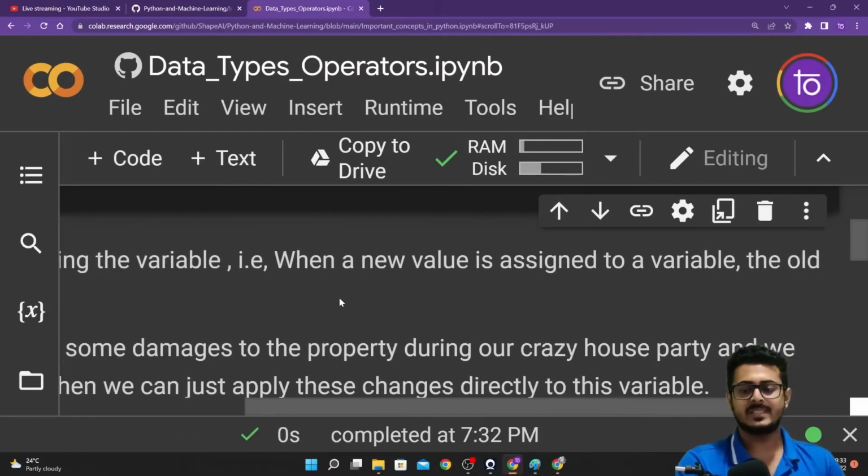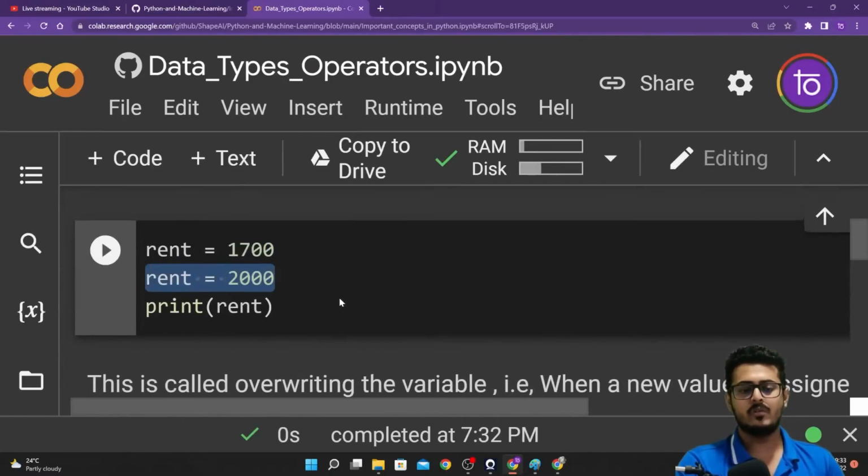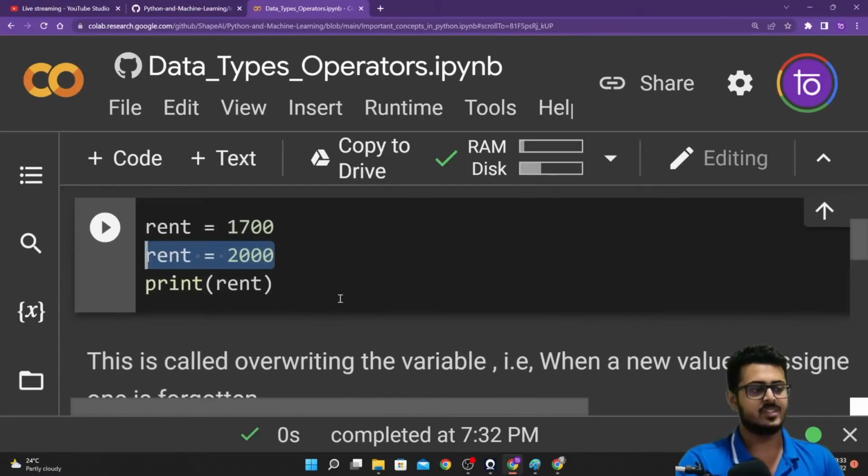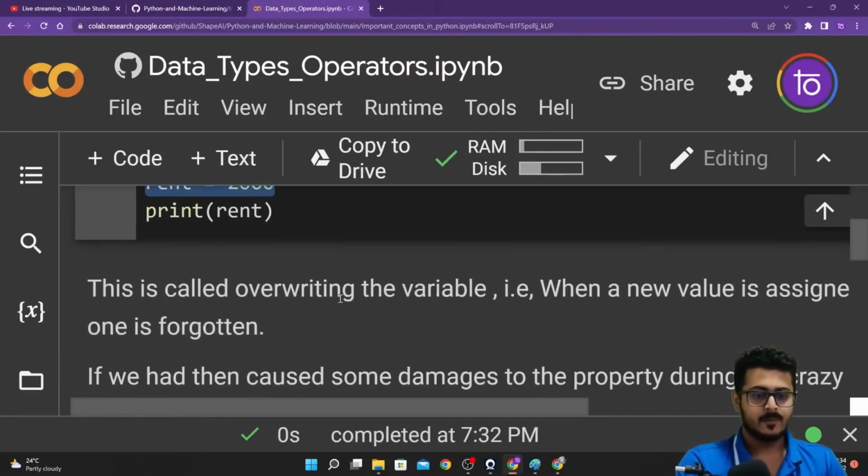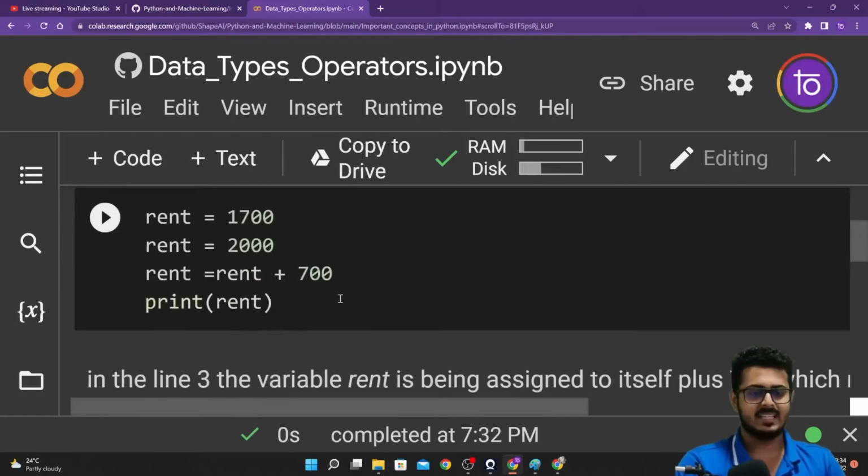Whenever a new value is assigned to a variable, the old one is forgotten, and that is called overwriting the variable. For those still stuck on the case itself, it was snake case, as in a Python cobra or something like that. Snake case, as simple as that, guys. So this is called overwriting the variable.